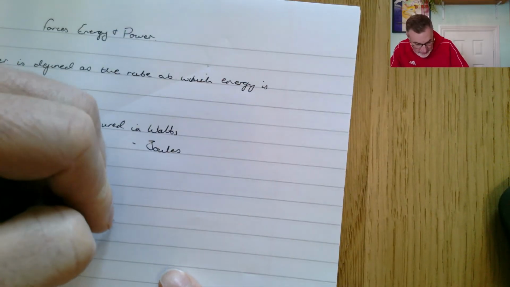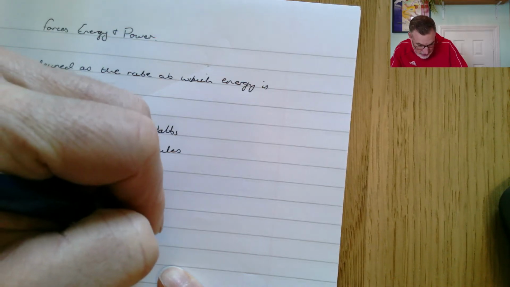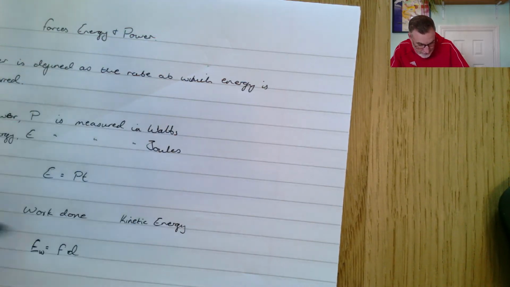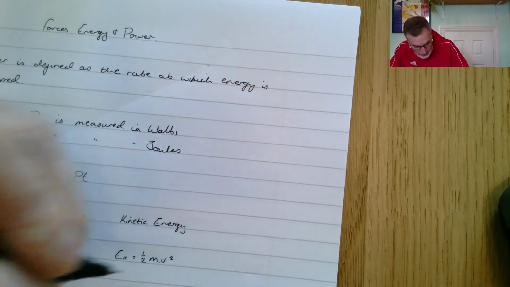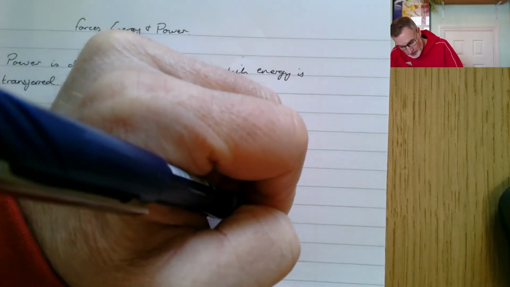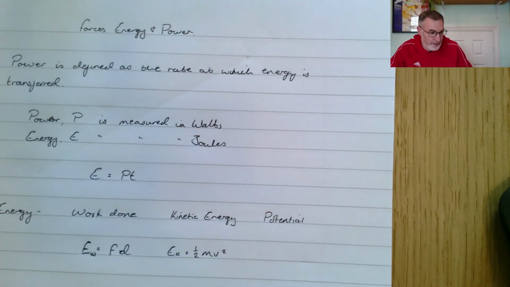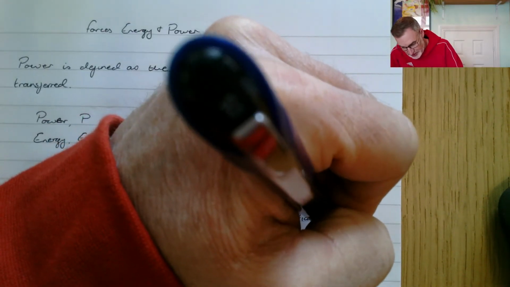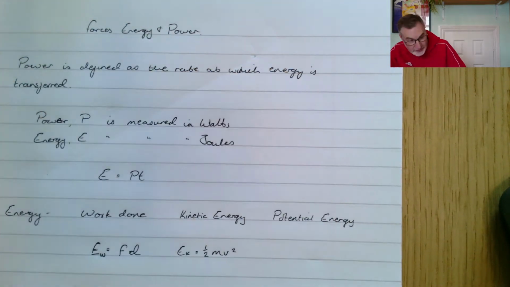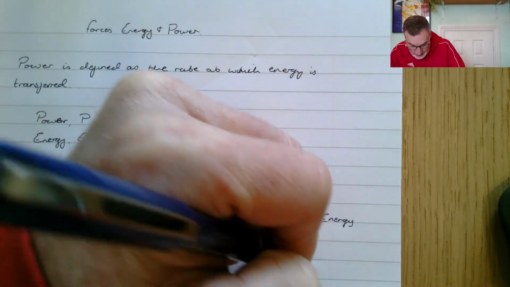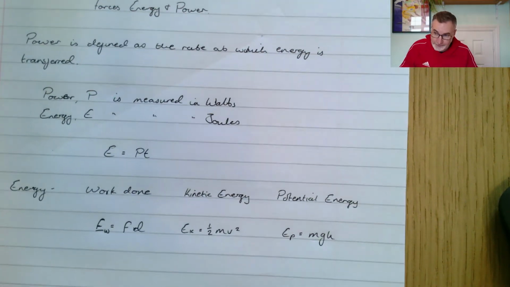We're going to have kinetic energy, so EK is half mv squared, and we're going to have potential energy. More fully, this really should be called gravitational potential energy, but it's almost exclusively referred to as potential energy. EP is equal to mgh. Okay.